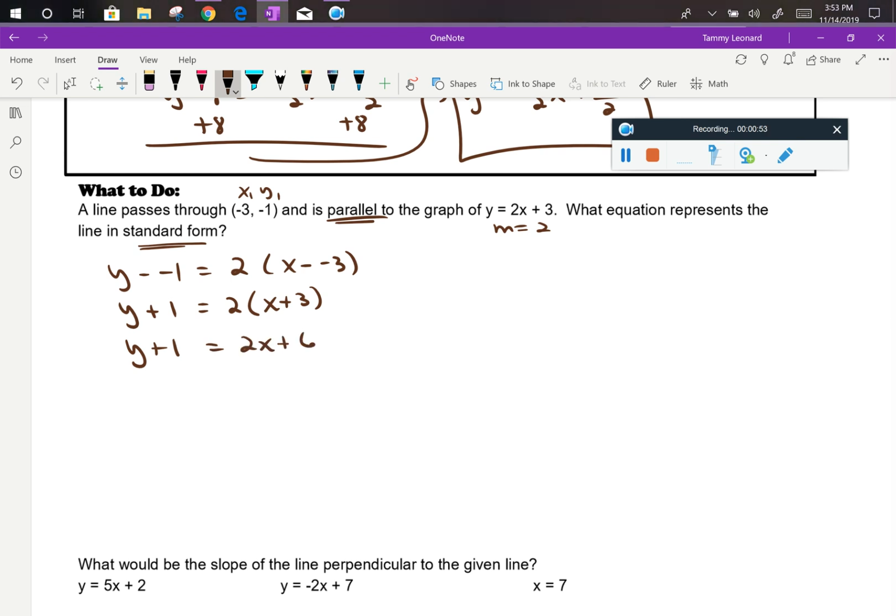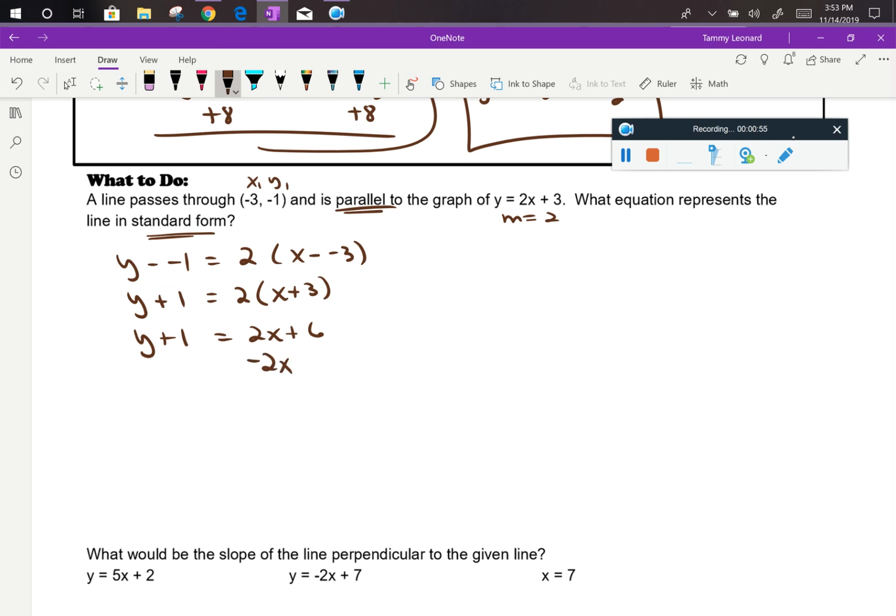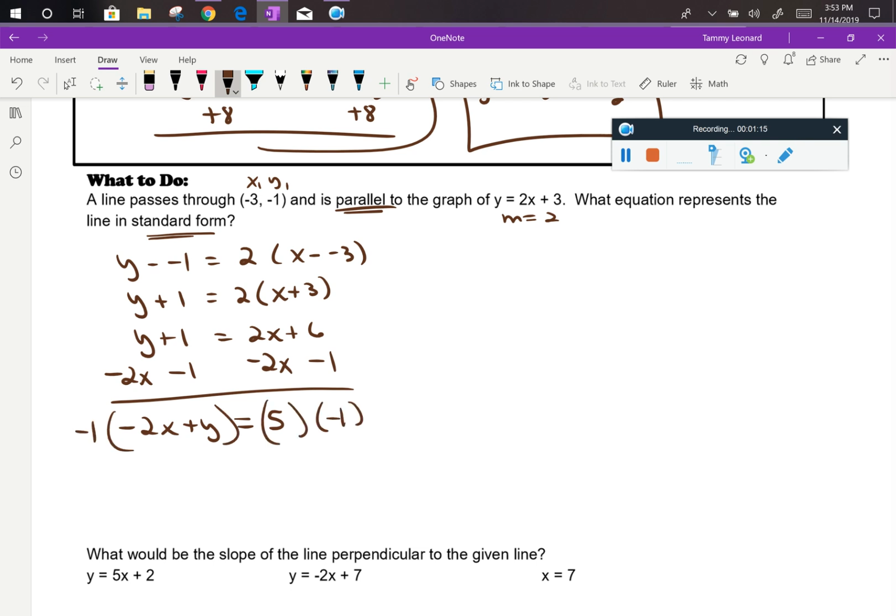Standard form has x first, so let's subtract 2x from both sides. We know we want the constant on the other side, so subtract 1 from each side. -2x + y = 5. We're almost in standard form, but standard form does not allow any negatives in the first term. So we've got to multiply both sides by -1. 2x - y, don't forget to distribute, equals -5. That's our equation in standard form.